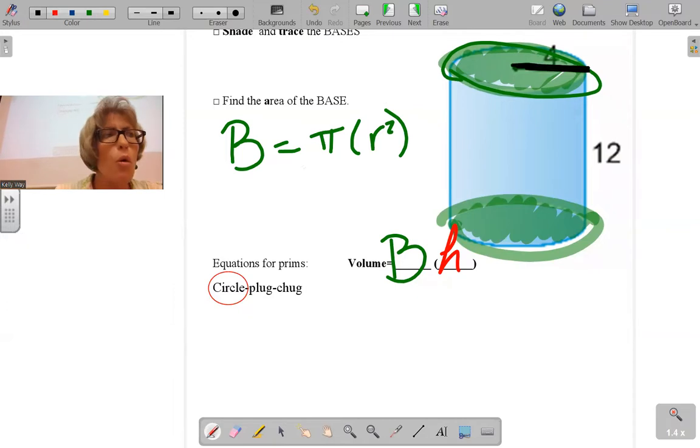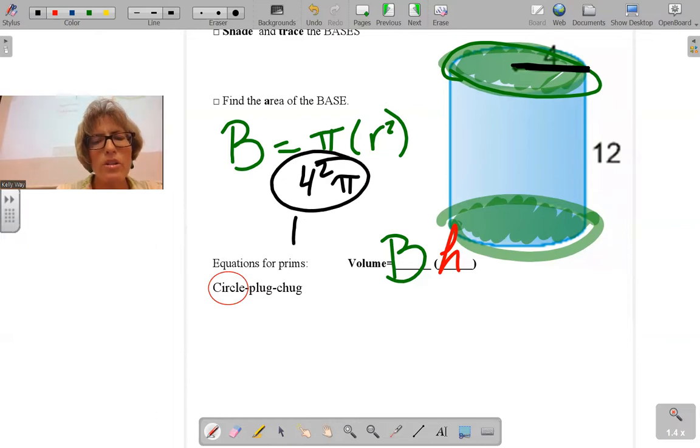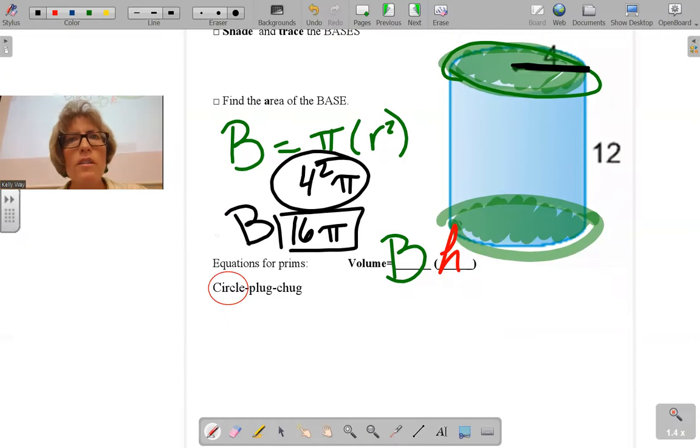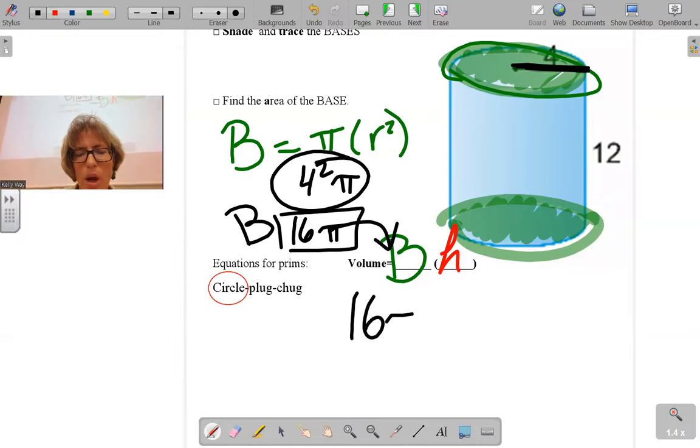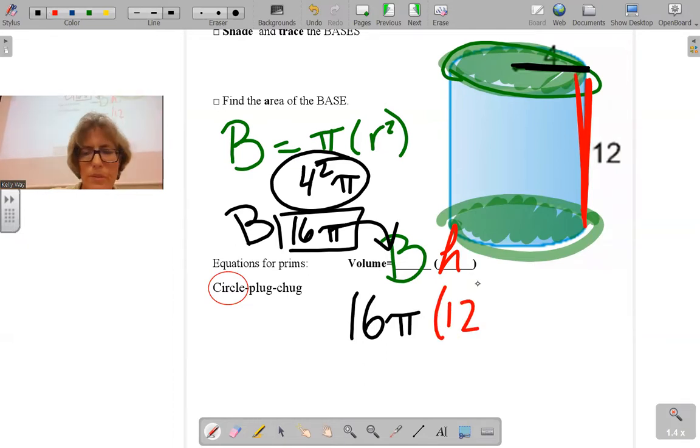Our radius is 4. So we're going to do 4 squared times pi. 4 squared, 16 pi. Box that. That's your base. We're going to leave this in pi form. We don't have to do anything else with it. It's easier. So our base is 16 pi. Our height, the distance between the bases, which is 12.